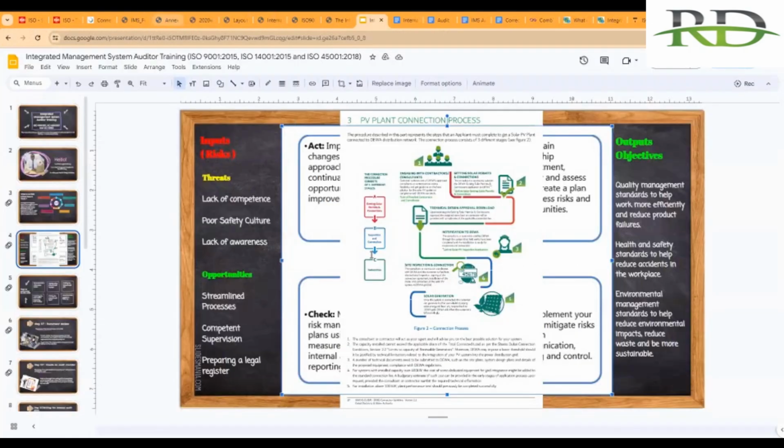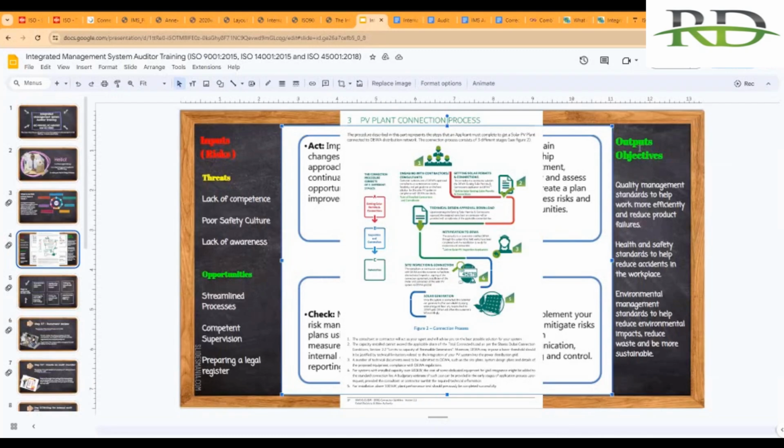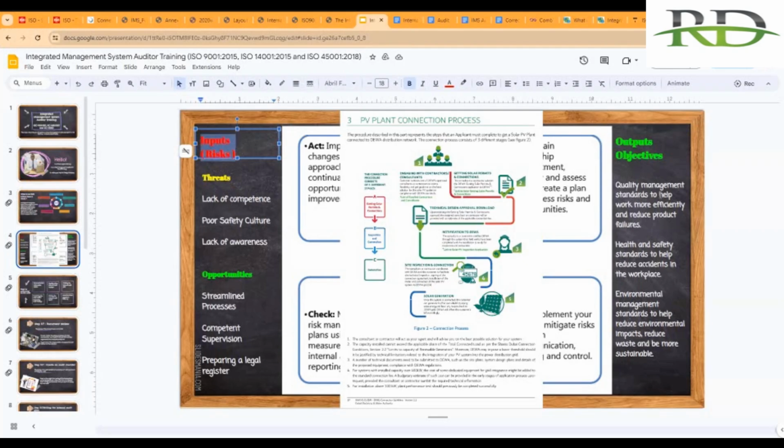We go to the evidence of consistency. What is the evidence of consistency? Evidence of consistency, ladies and gentlemen, means there should be a relationship between this section, okay, these objectives, and then these risks. Evidence of consistency means that for work to become more efficient and to reduce product failures should be a result of addressing the threat of lack of competence and also implementing the opportunity for streamlining the process. Evidence of consistency means that in order to reduce environmental impacts in this process, it should be a result of solving the threat of lack of awareness and implementing the opportunity of preparing a legal register.